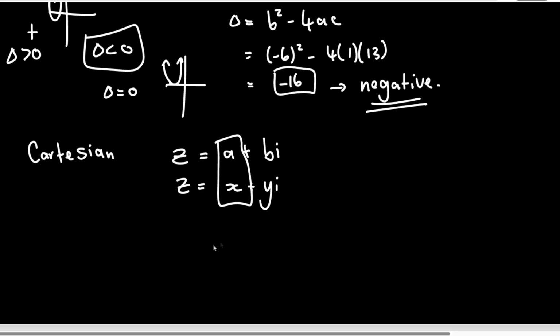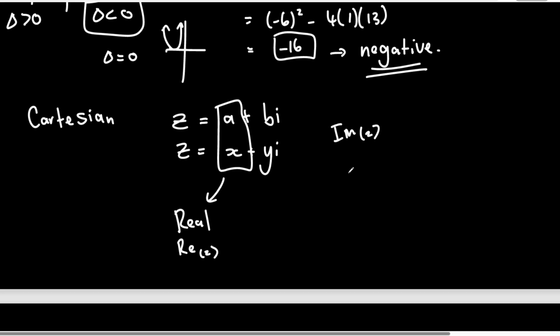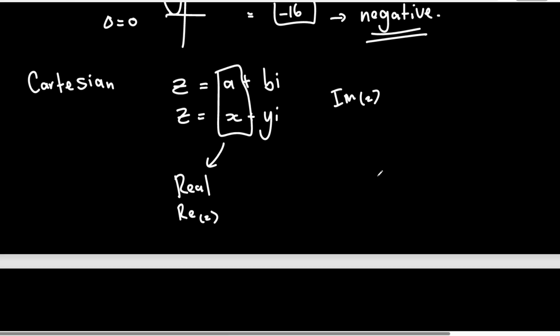So the first part, the a and the x, shows me the real part of the number, which we can notate as Re(z). The second part, the b and the y, is my imaginary part. So the bi is the imaginary component of my Cartesian form for complex numbers. Okay, let's continue. For this video, since it's IB related, I'm going to use x plus yi, but just know that z is equal to a plus bi is the exact same thing, just different notation.